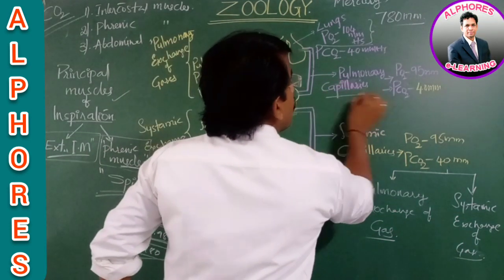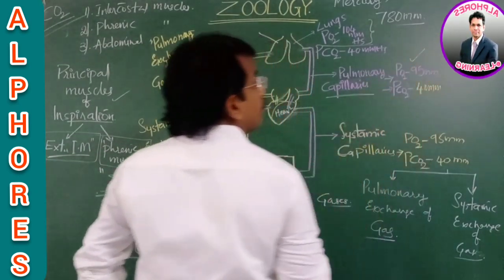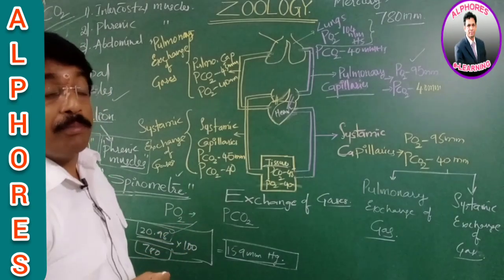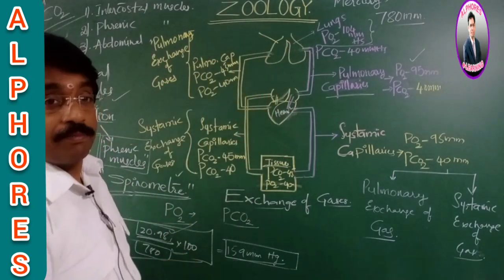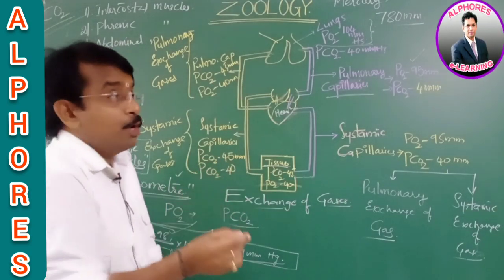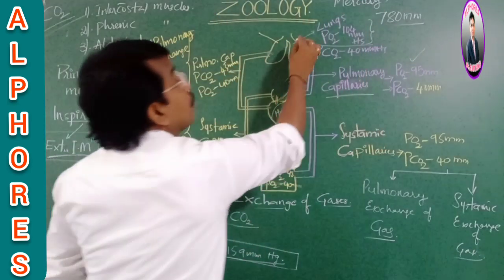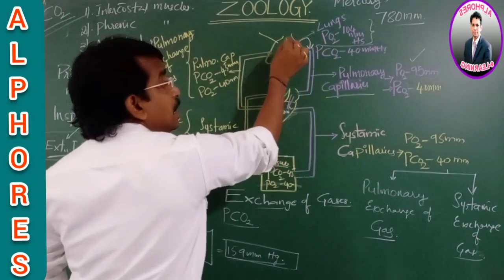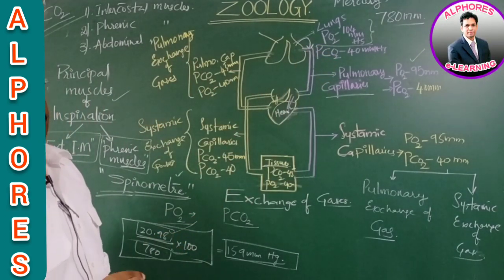And look at here, pulmonary capillary, pulmonary vein, where the partial pressure of oxygen is 95 mmHg, less relative to that of the lungs, where it is 104. So gases drift from high to low. So from 104 it is diffusing into the 95. This is how oxygen from the lungs diffuses into the pulmonary vein.